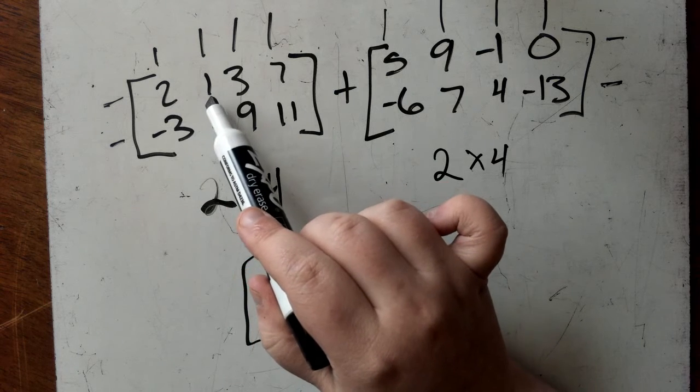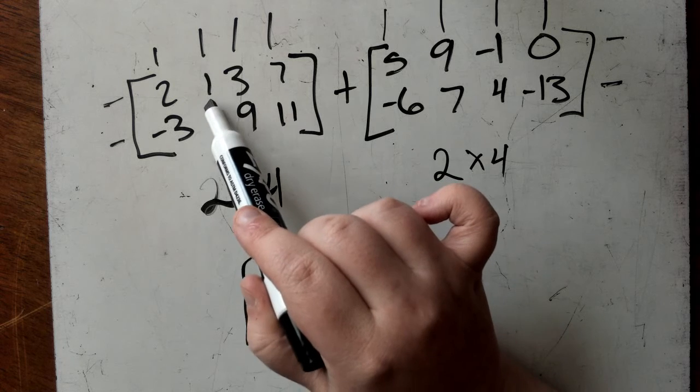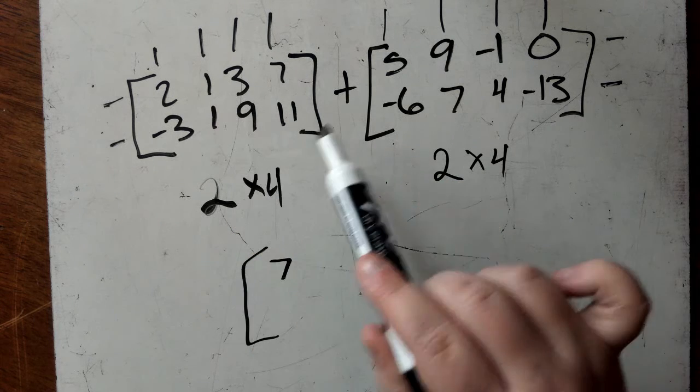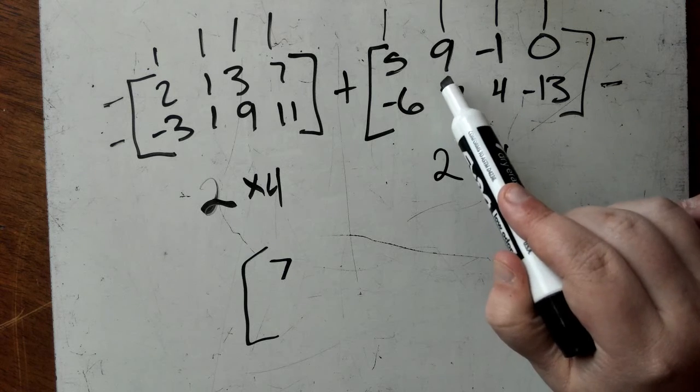Next, I move over to the right. I'm now still in the first row, but I moved over to this second column here. So I have a 1 plus, over here I need to stay in the first row, but go over to the second column, so 9.